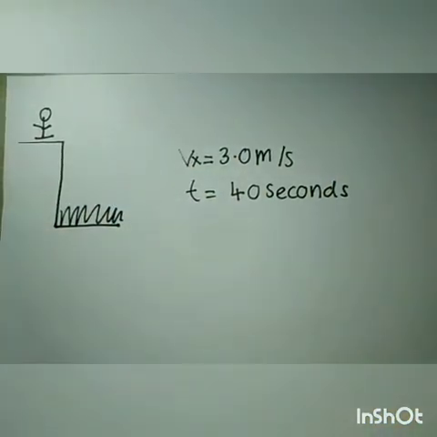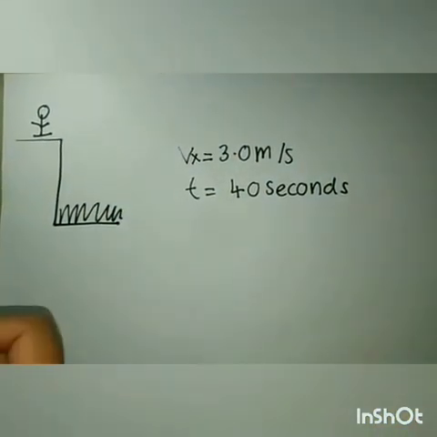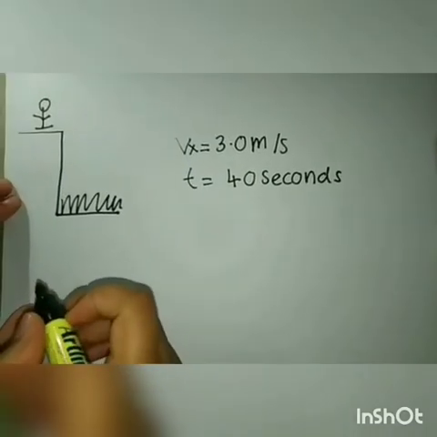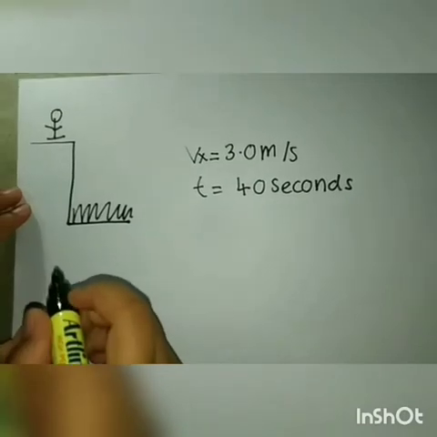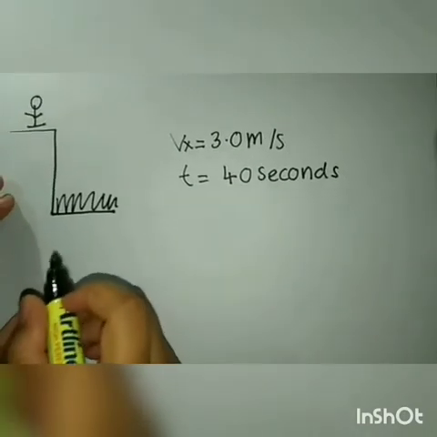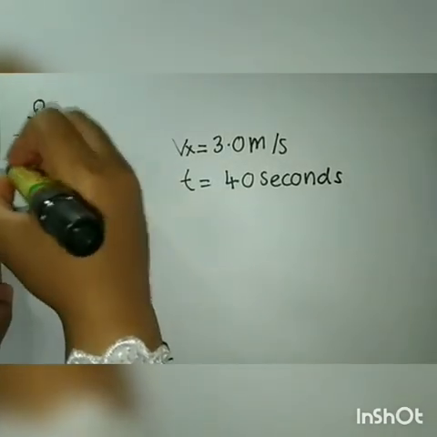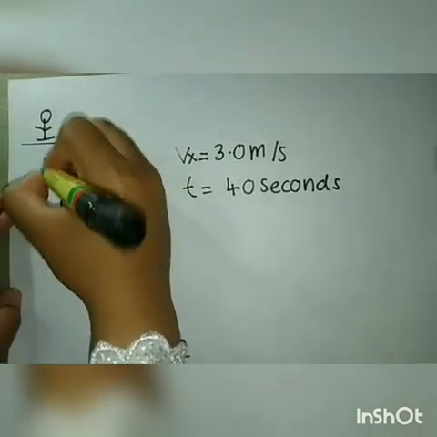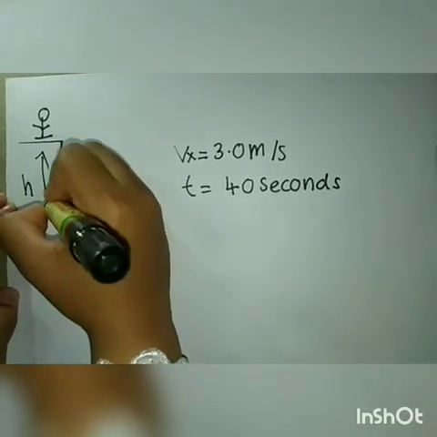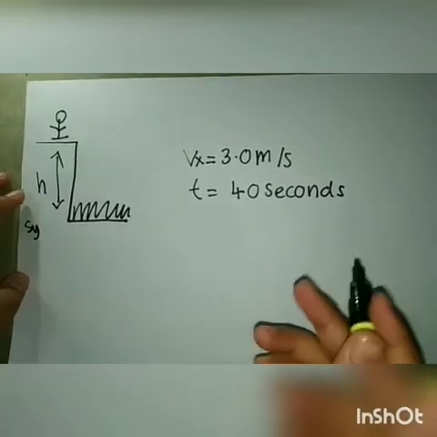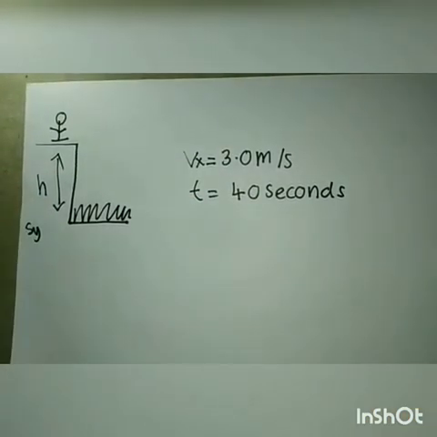And the question is how high was the cliff. So the question wants the height, which is the component y. So this means it wants h. h can also be identified as sy, which is the displacement. So proceed to the next.